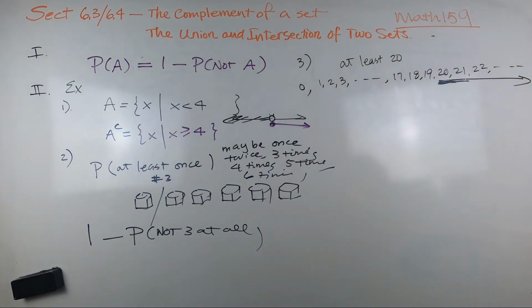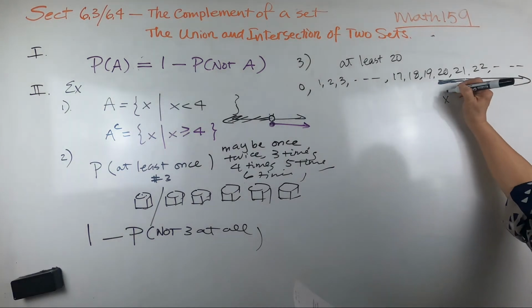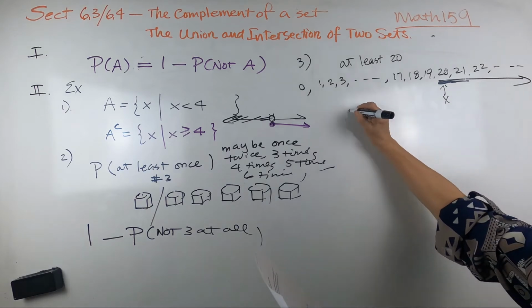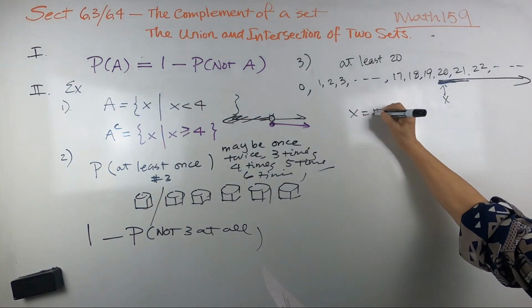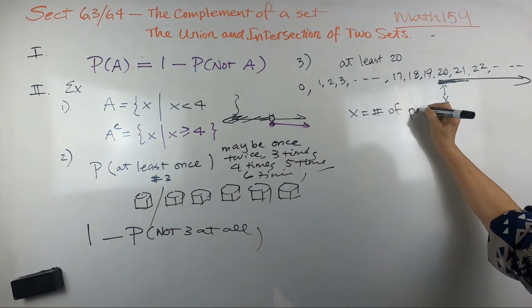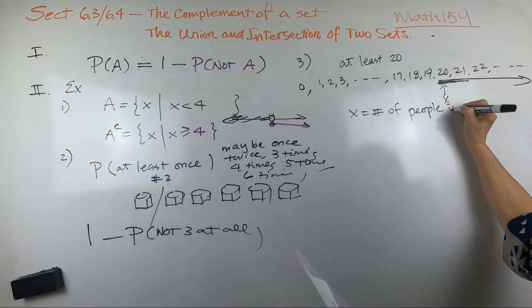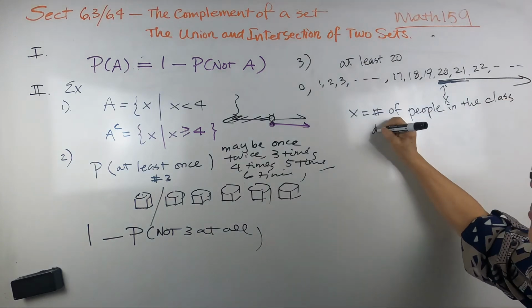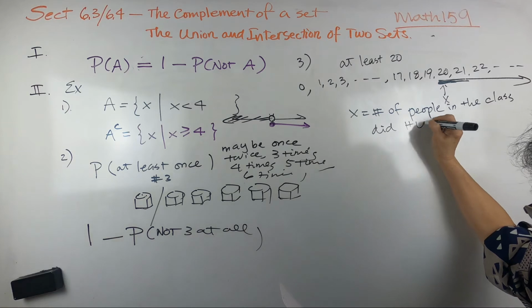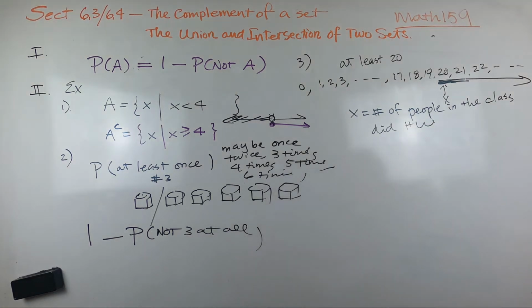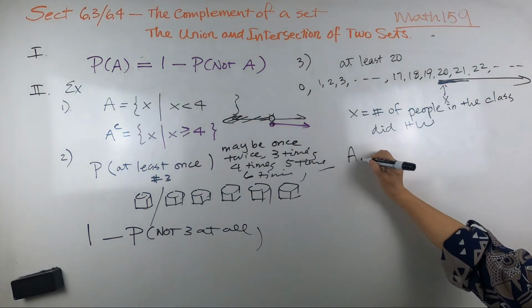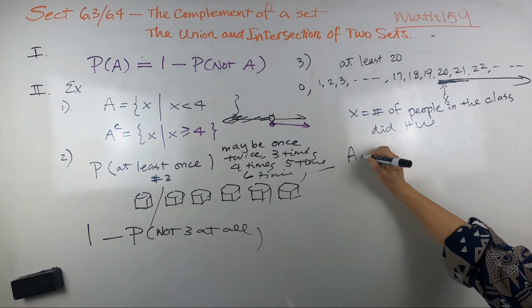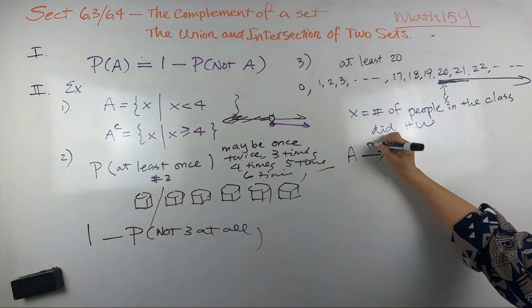So we are going to use X to show the people who did the homework. X is the number of people in the class who did homework. So if set A is those who did homework.